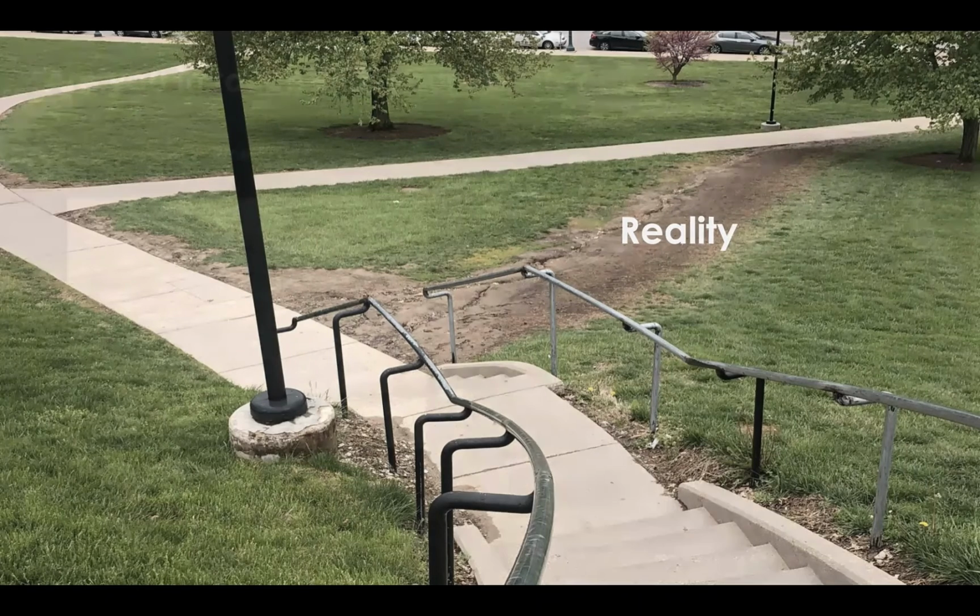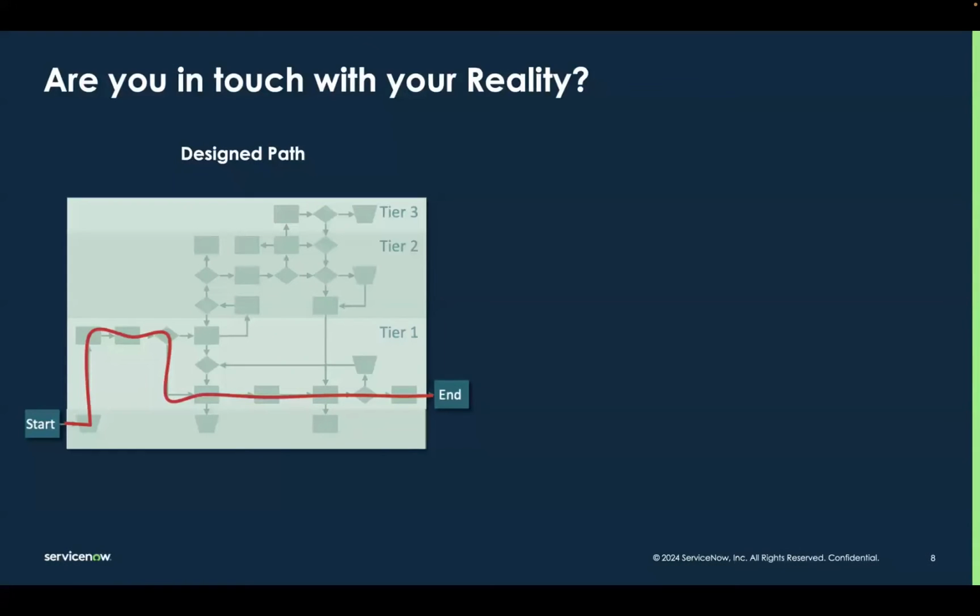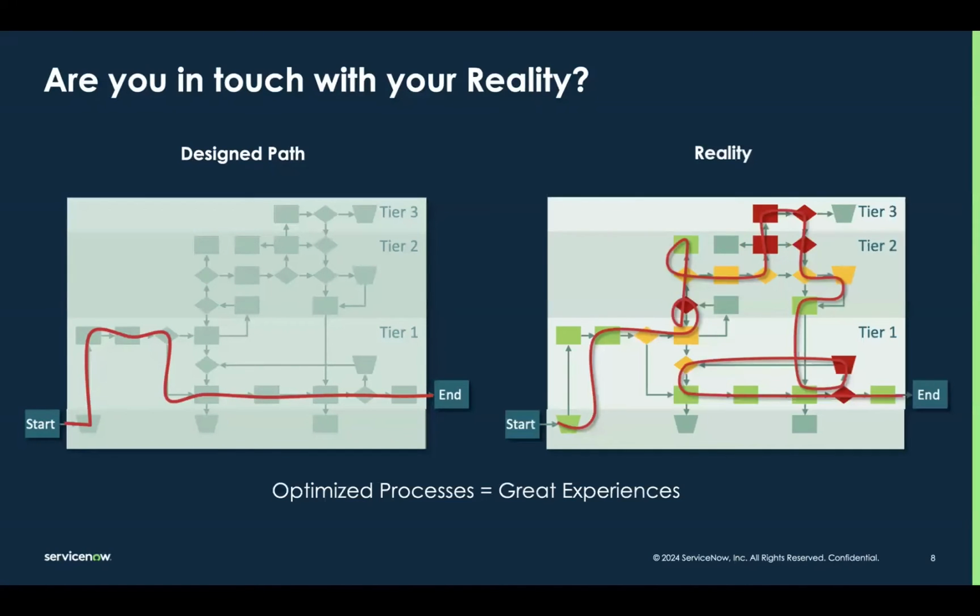Now, the same thing is true with our business processes. Designed for both completeness and efficiency to provide the best experience possible for as many people as possible. And then we roll them out and reality kicks in. And the reality is not all work is going to be flowing through the optimal path. And that's going to have a negative impact on the experience that both people requesting service are having, as well as the people that are trying to deliver that service.